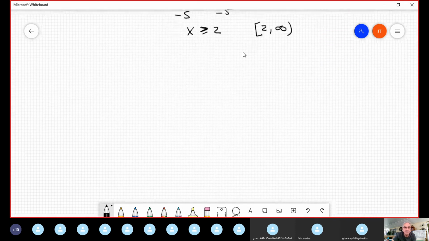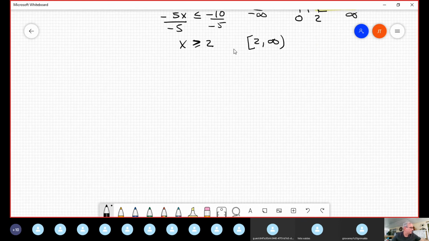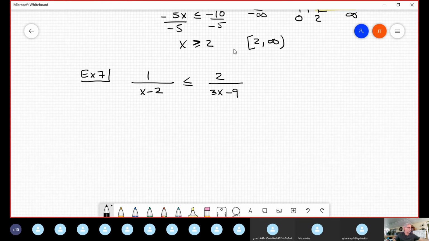Let me explain another very interesting one. Example 7: 1 over x minus 2 less than or equal to 2 over 3x minus 9. Okay, it's very confusing. This is the typical problem I like to put in the test. What is the typical mistake? I have seen every student do it, even the tutor sometimes makes this mistake.